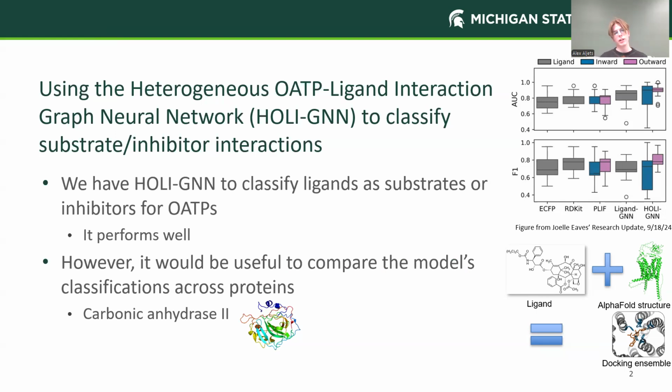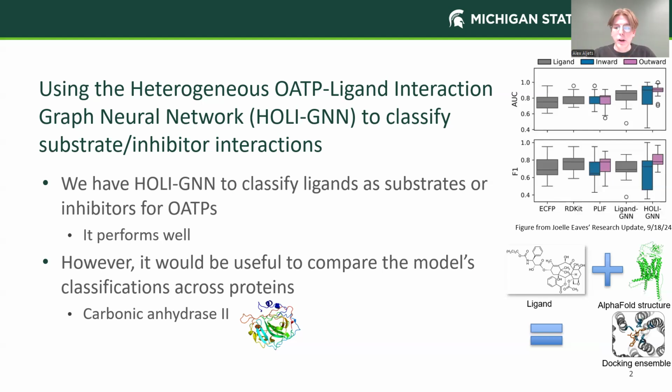and specifically proteins that are easier to work with, like carbonic anhydrase 2, which is smaller than OATPs. It doesn't have significant conformational changes. It has a lot of crystal structure data, stuff like that. It's generally pretty easy to work with as far as proteins go for these substrate inhibitor studies.